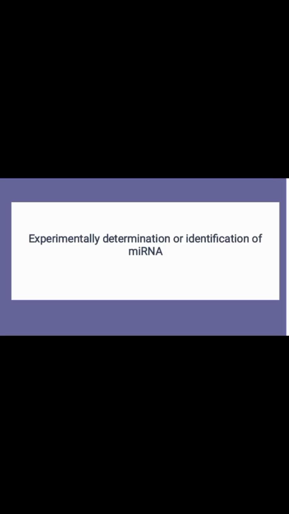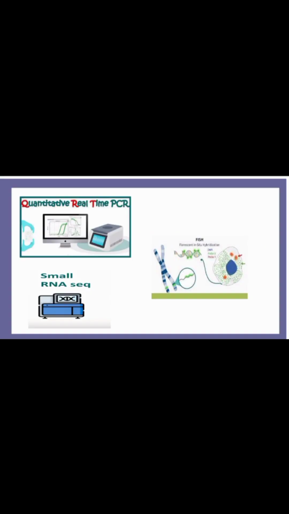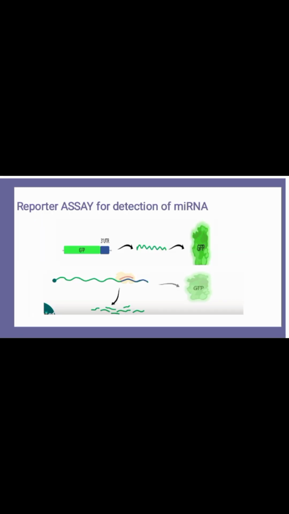So let's ask, how can we study microRNA experimentally? MicroRNA can be detected with the help of small RNA sequencing, but that's very expensive. So if we have to know about very few microRNAs, let's say 4 or 5, quantitative real time PCR would be another alternative and a very sensitive method. Also, fluorescence in situ hybridization can show you the intracellular localization of a particular microRNA inside the cell. There are reporter assays as well.